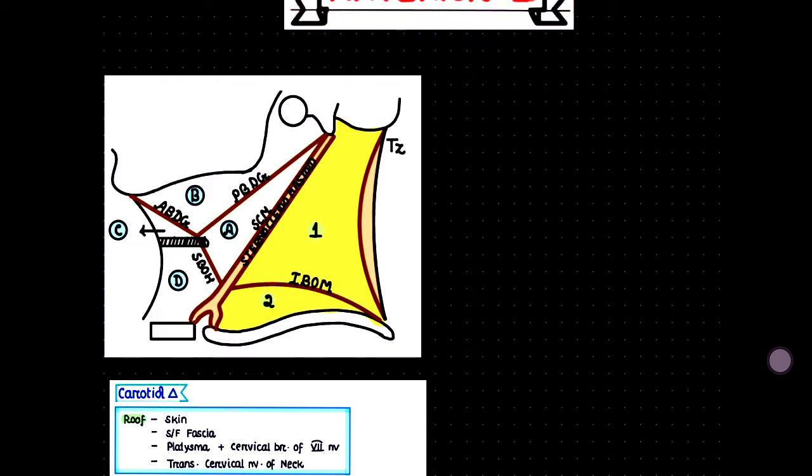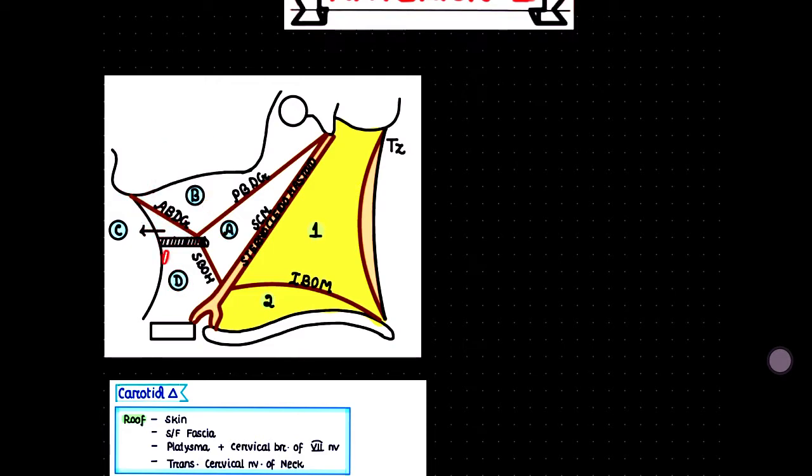Now why is it called submental triangle? Because it is coming from the mental protuberance of the mandible. And one important fact about this submental triangle is that this triangle is single. All the triangles, carotid, digastric, and the others that we are going to talk about, are in pairs, but only this submental triangle is single. It is not in pair. It is present in the midline of the body.